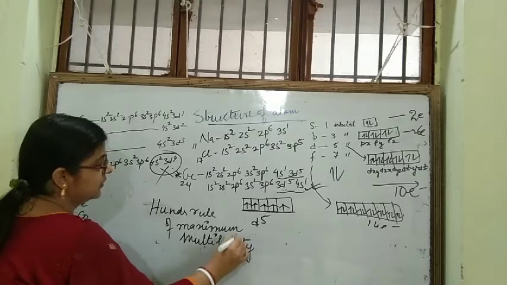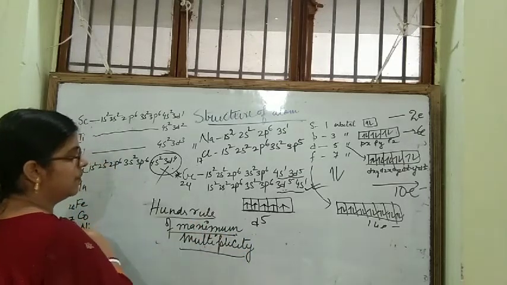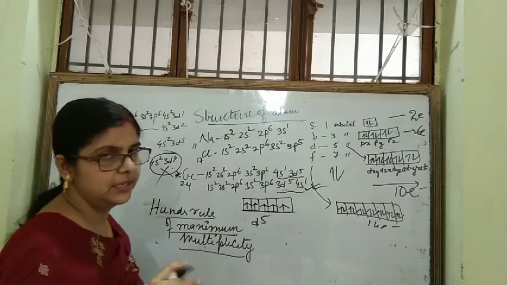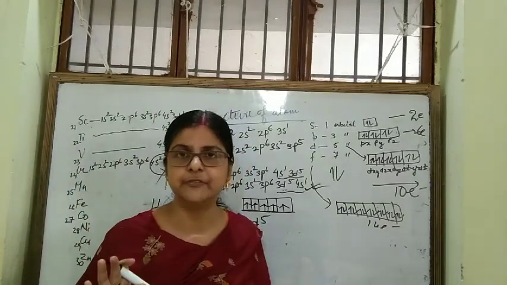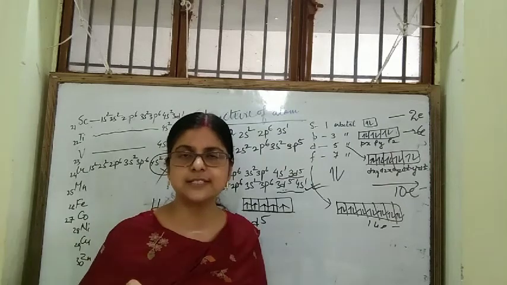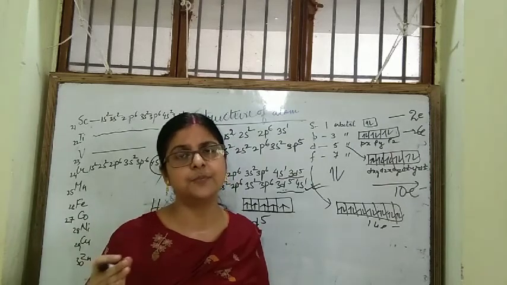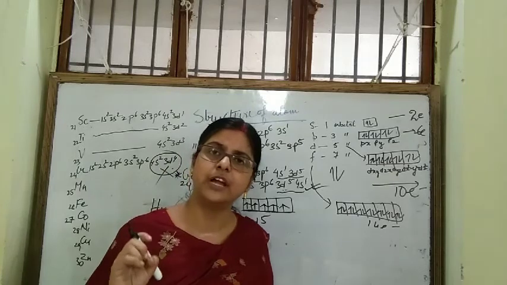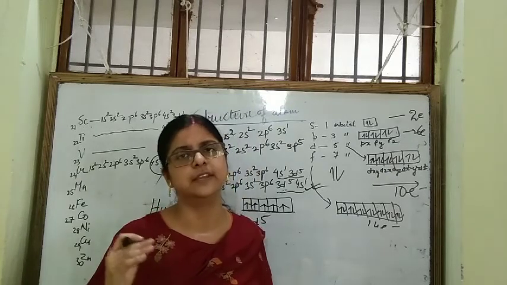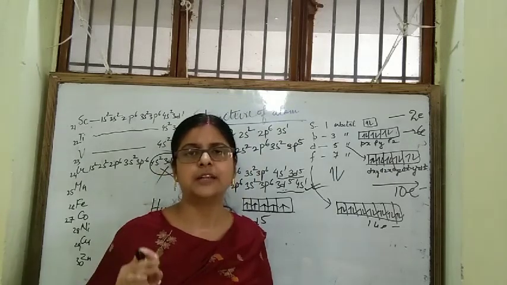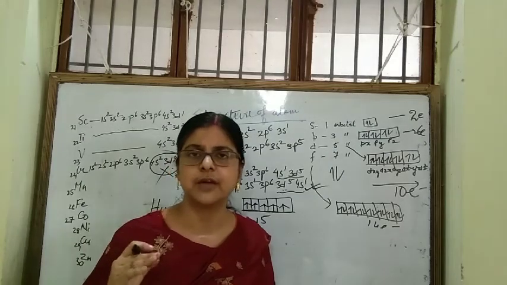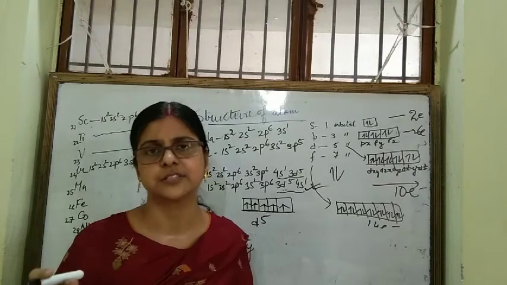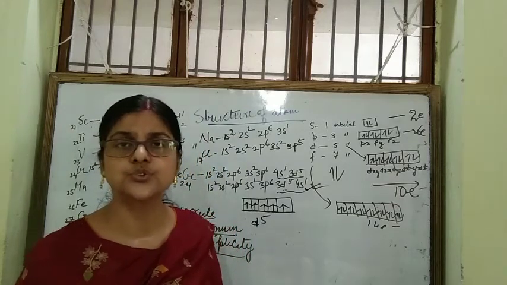Hund's rule of maximum multiplicity. Yes, I told about the above principle. All of you will learn the definition and will understand that, according to the above principle, electrons are filled up in the orbitals in order of their increasing energy. The orbital which has lower energy is filled first, and the orbital which has higher energy is filled last. Next, what is Hund's rule?